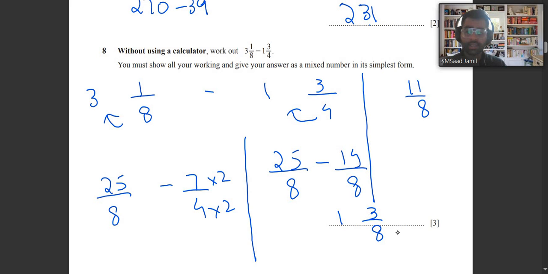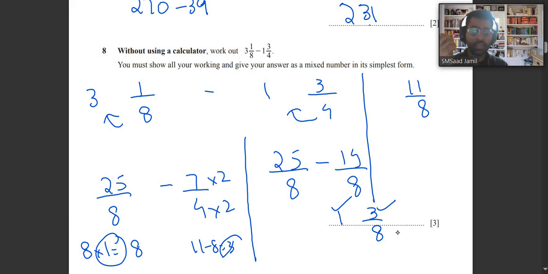Now how did I get that? Look, 8 multiplied by 1 is 8. And then I did, so this means 1 whole, that's why I wrote 1 whole. 11 minus 8 is 3. That's why I wrote 3 upon 8 because 8 is the denominator.